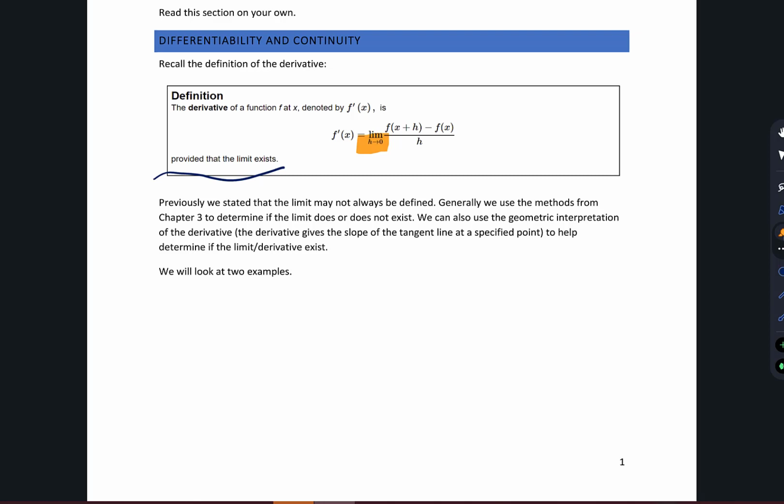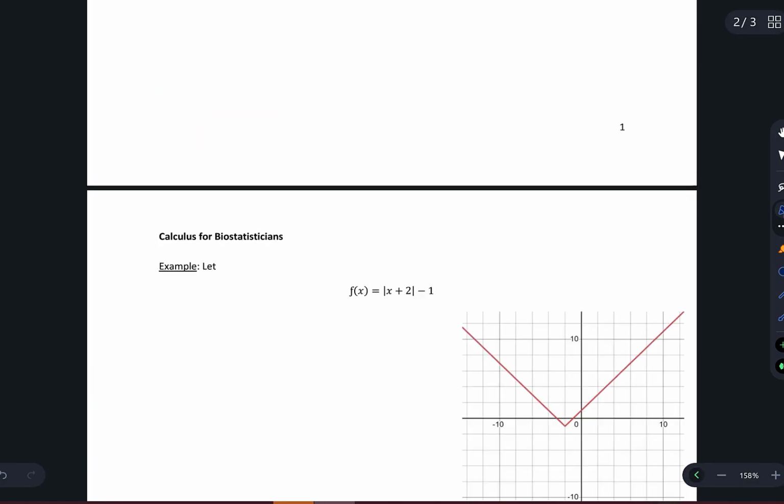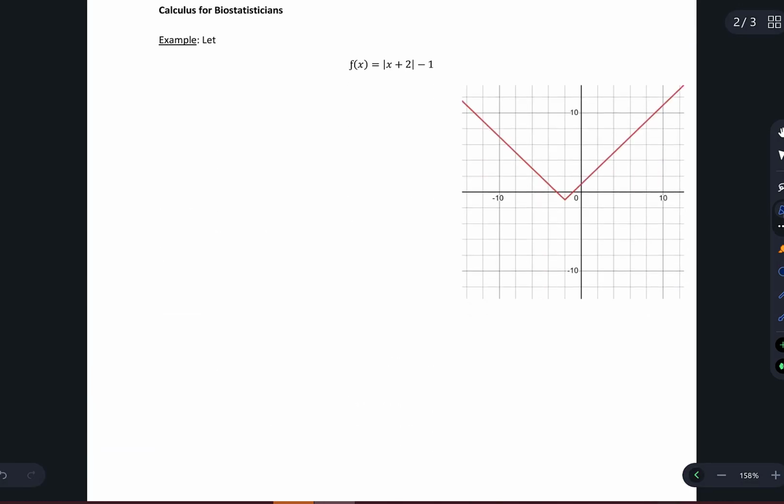And so we're going to look at two examples. Your book has some other examples as well. But often it's useful to look at a plot of different functions to get an intuitive feel for whether or not the derivative is going to exist. So we'll start with this one first.